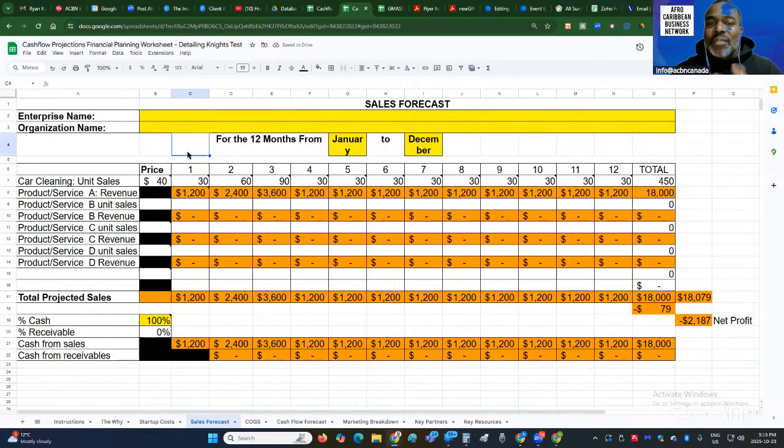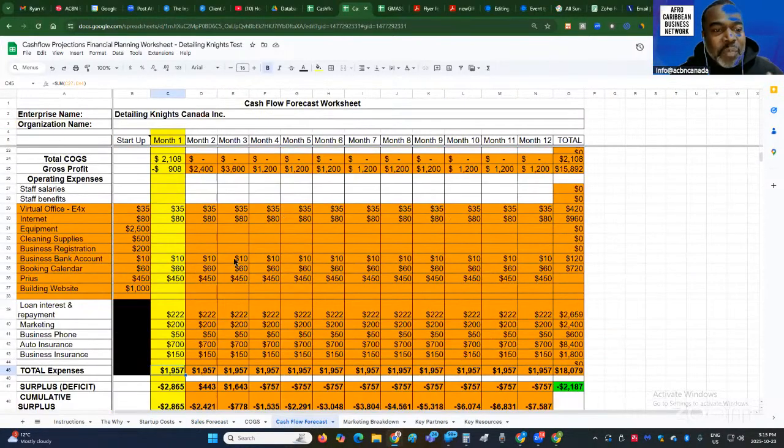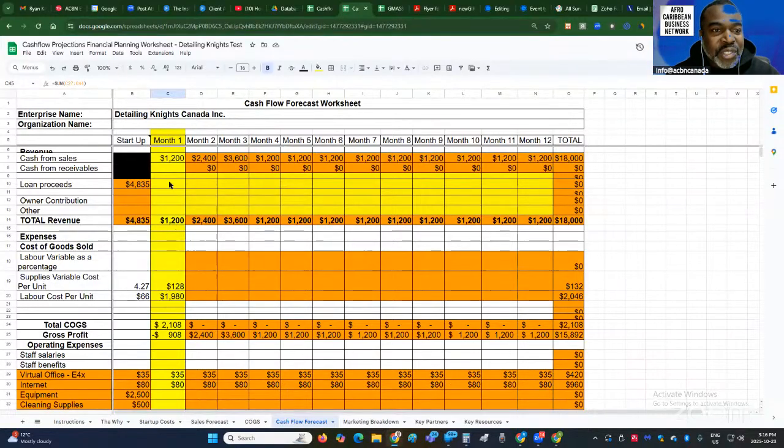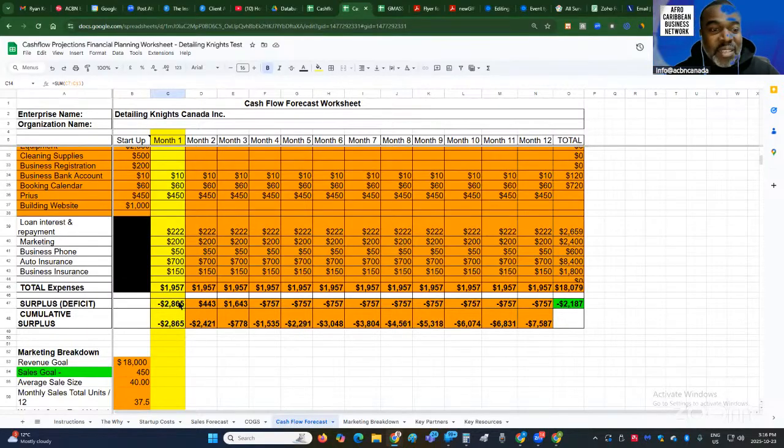So we provide mobile waterless car cleaning. We go to people's houses or their offices, and we clean their car on the spot without water, using our plant-based, eco-friendly cleaning supplies. I'd go door to door selling the service and it would be $40. When we calculate our expenses, they come up to $1,957, but the initial revenue we were bringing in was $1,200. So if this was happening every single month, you'll see this month we're losing $3,000.